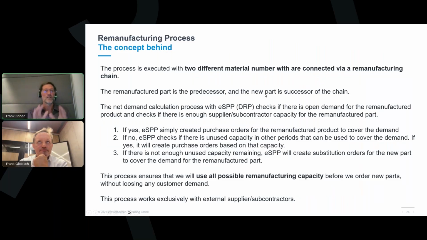And this concept, or this process, works with two different material numbers that are connected via a remanufacturing chain. That only works with external suppliers or subcontractors that are doing the remanufacturing for us. There are different checks, and the system is always trying to use the remanufacturing capacity to fulfill the demand. Only if that is not possible, the system will create a purchase order for the successor part of that remanufacturing chain.